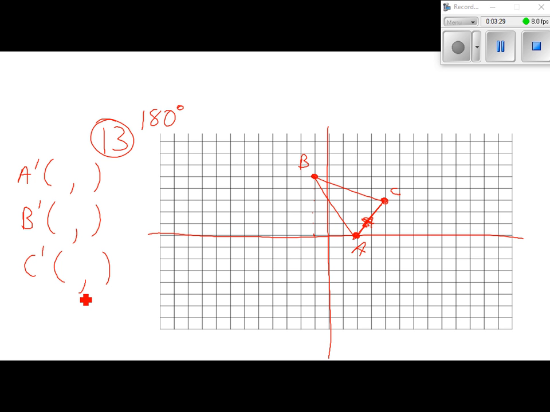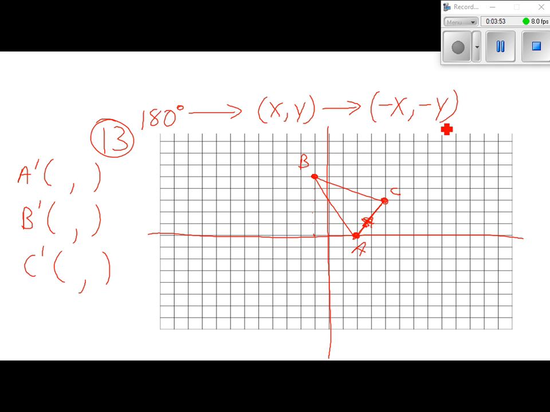What's the rule for 180? Looking at your notes, what's the rule for doing 180 degrees? (x, y) goes to (negative x, negative y). So whatever your x and your y are in each point, you just make them the opposite of what they were.